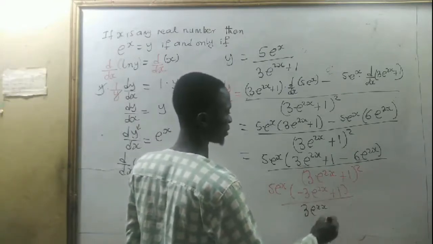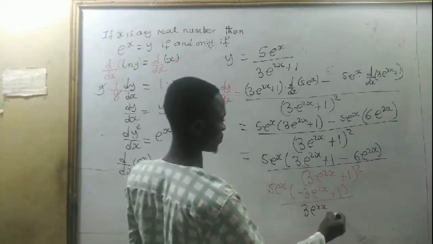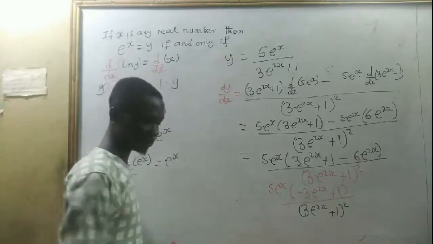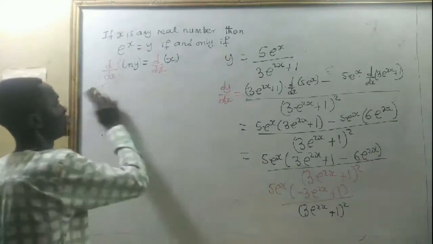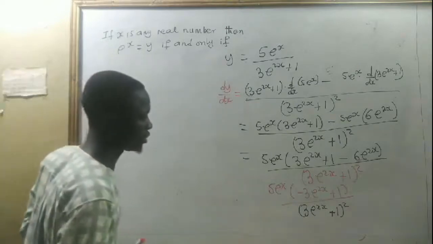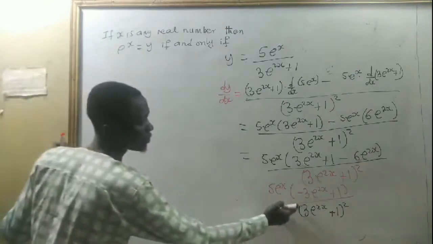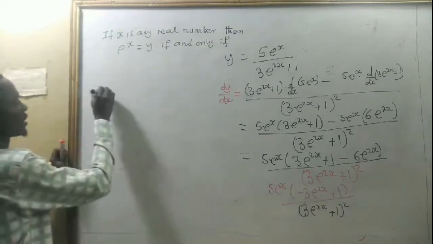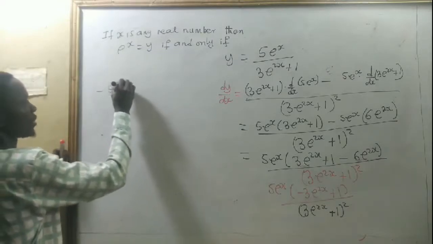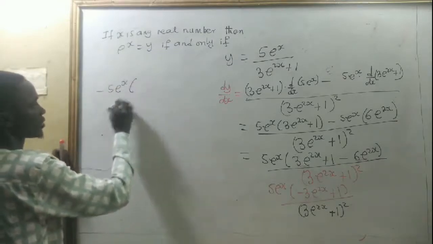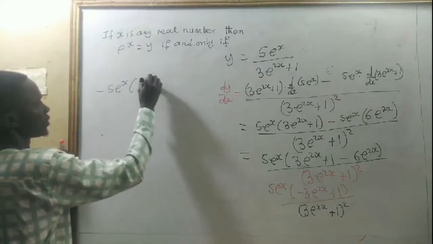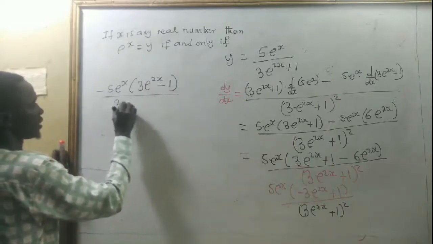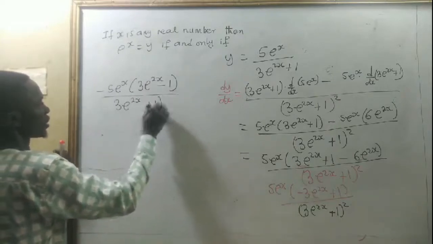(3e^(2x) + 1) squared. Now let's continue here. If we factorize the negative out, we are going to get negative 5e^x times (3e^(2x) minus 1), all divided by (3e^(2x) + 1) all squared.